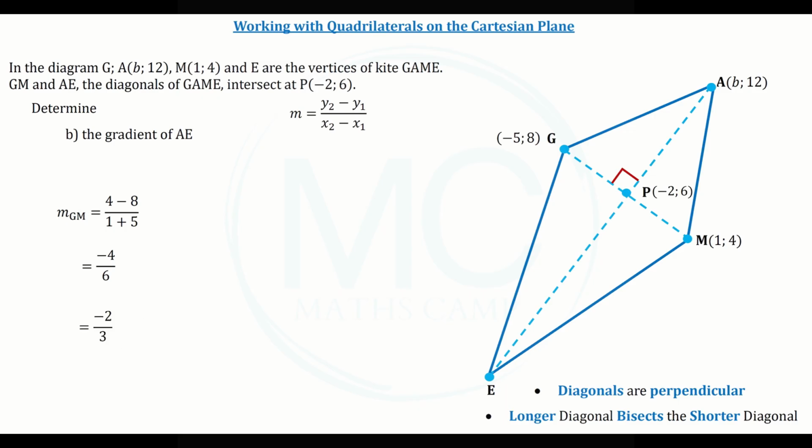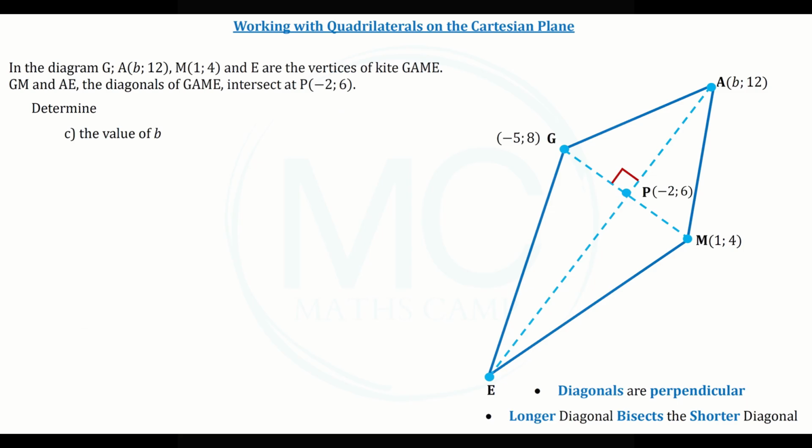Now to find the perpendicular gradient, we need to find the negative reciprocal value. So we can say the gradient of AE is equal to, we have -2 over 3, our new fraction is positive. Let's take 2 over 3, flip it, and we get 3 over 2. And finally, we can move on to part C. Determine the value of coordinate B.